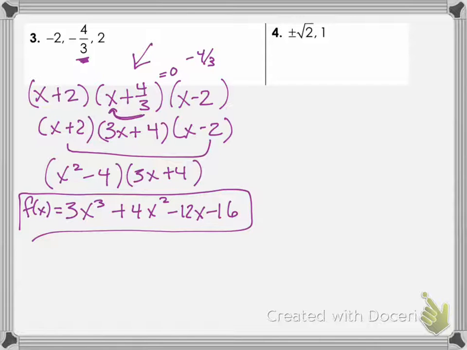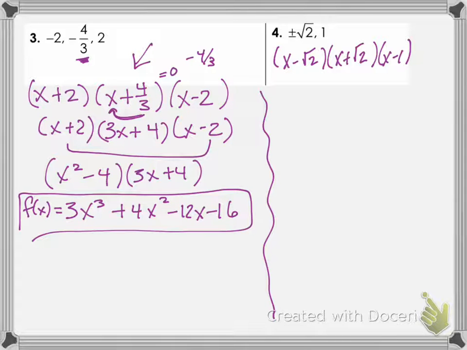Okay? Now I'm going to do this one because it has an irrational number. So you just write x minus the square root of 2, x plus the square root of 2, and x minus 1. Now you know we haven't been doing polynomials that, if you look at it before you solve it, have square root of 2's in it, and that's because these go away. It becomes a whole number.